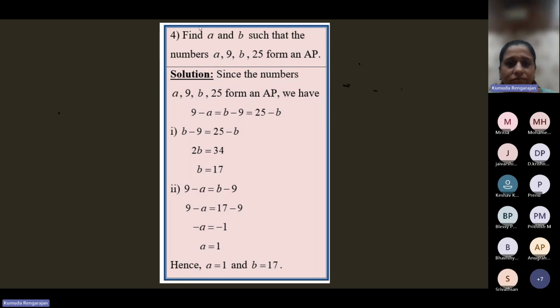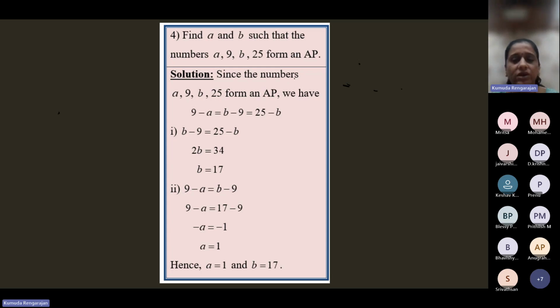Okay, this is hiding the top line. I'll just read it for you. Find A and B such that the numbers A, 9, B, and 25 form an arithmetic progression.